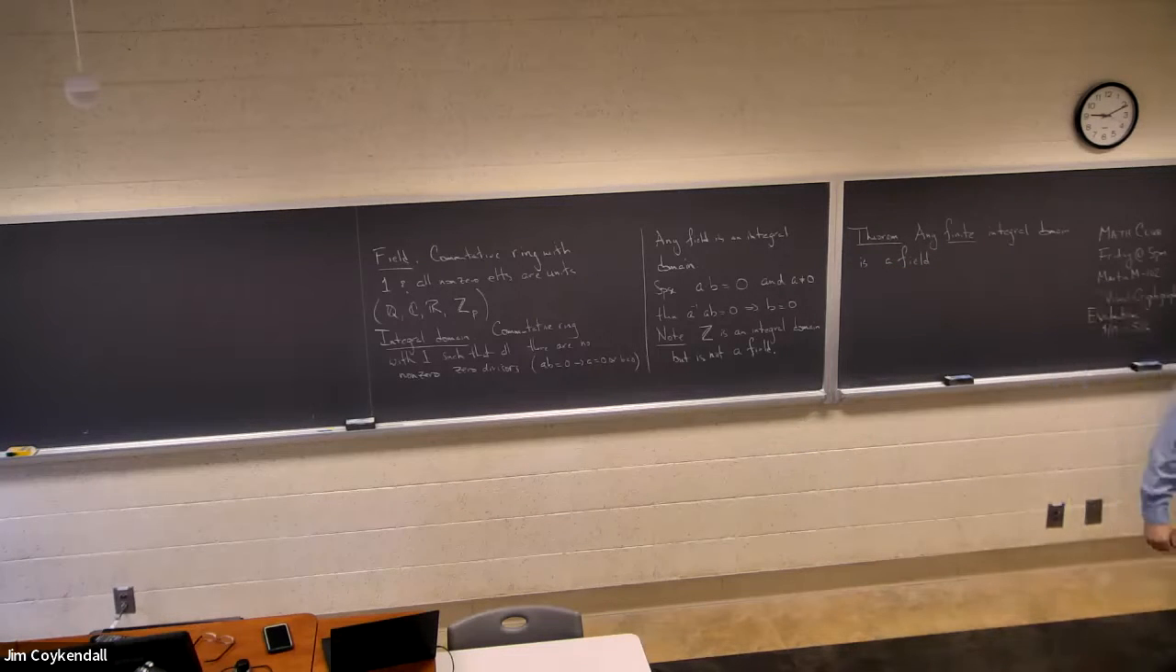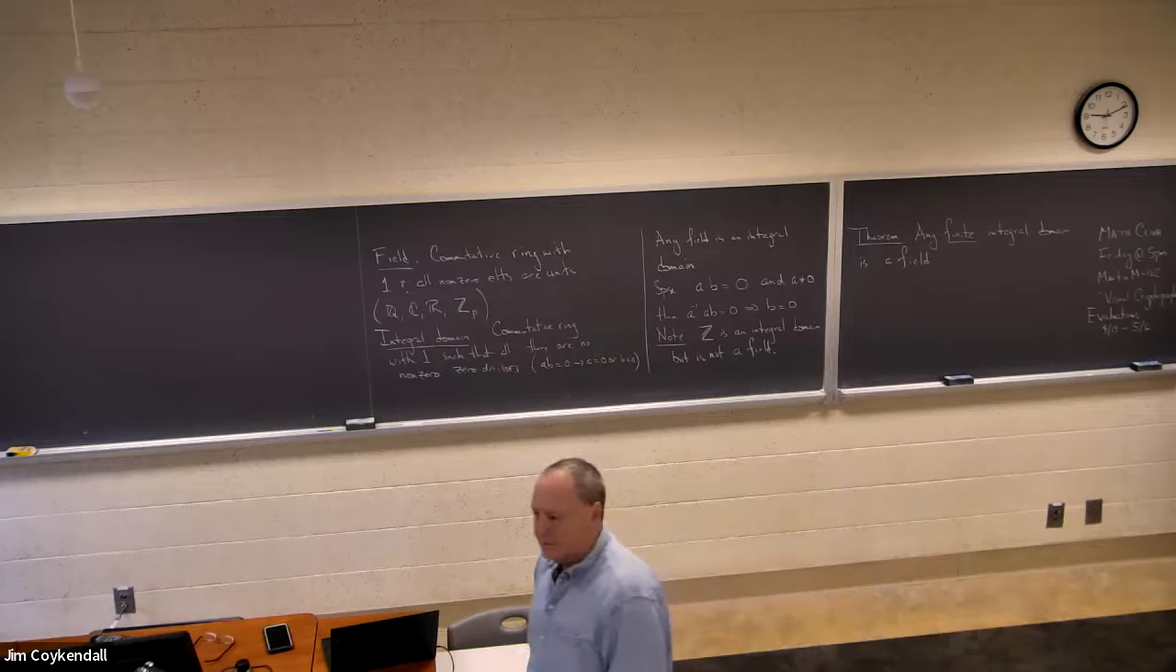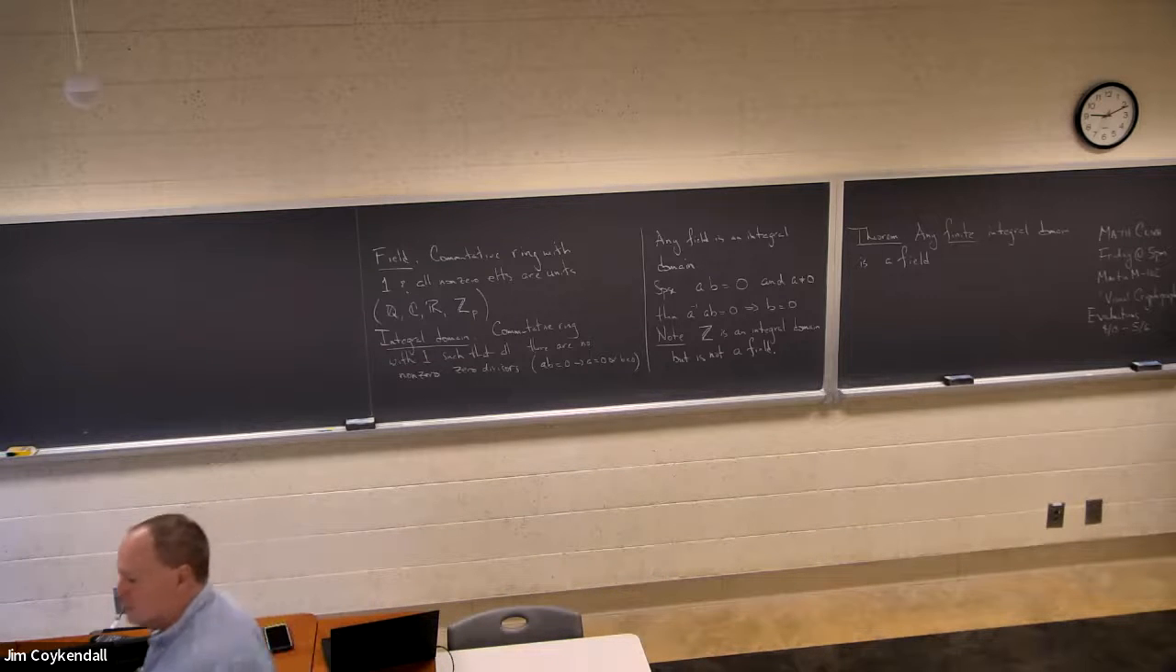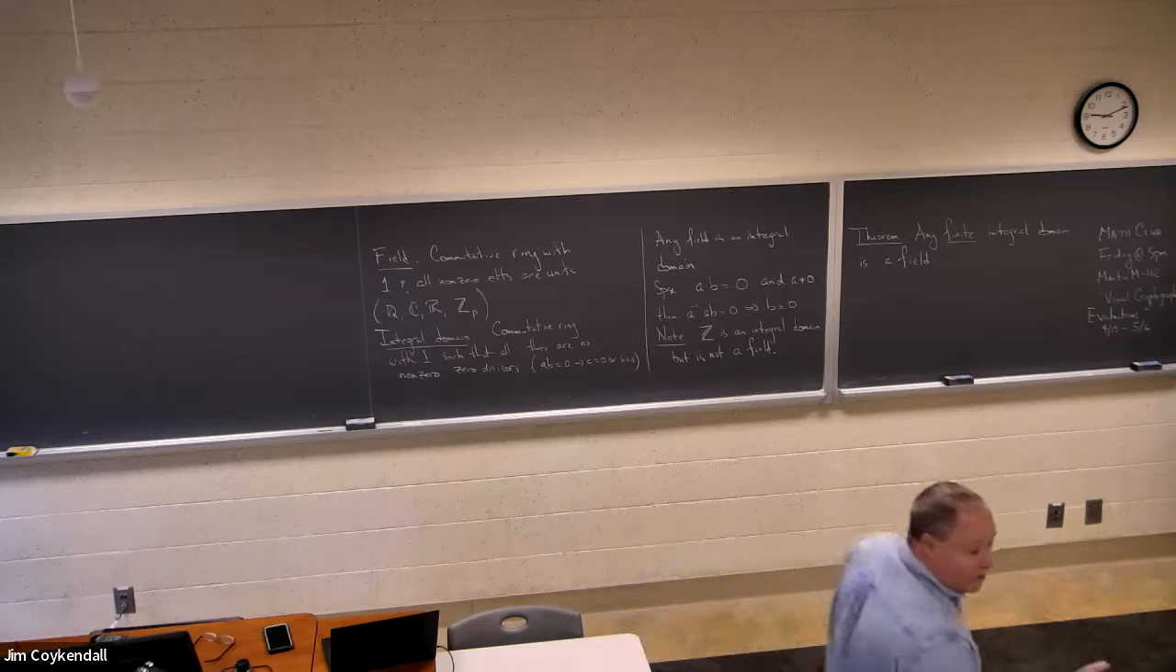In general, integral domains are more general than fields. There are many integral domains that are not fields. But if it's finite, the notions are equivalent. Can somebody tell me why this is true in Z mod n? What do you know about any element of Z mod n? Very good. It's either a zero divisor or it's a unit.